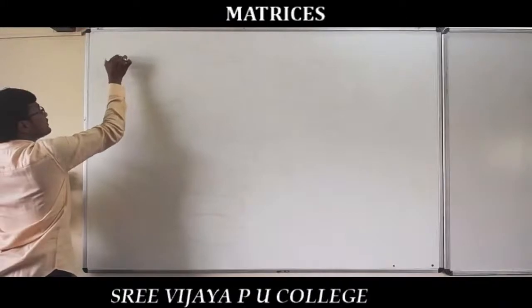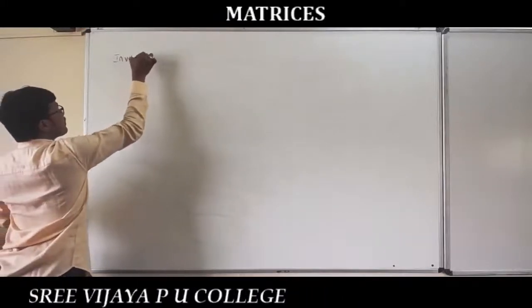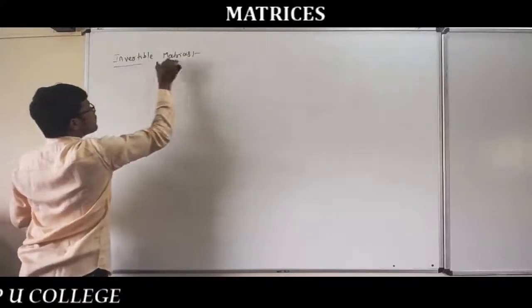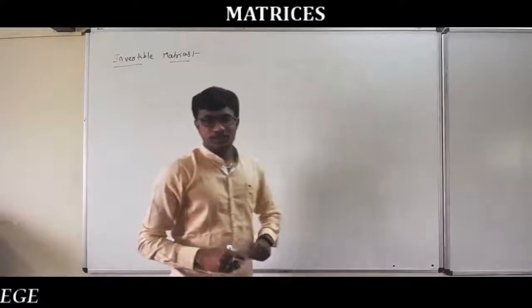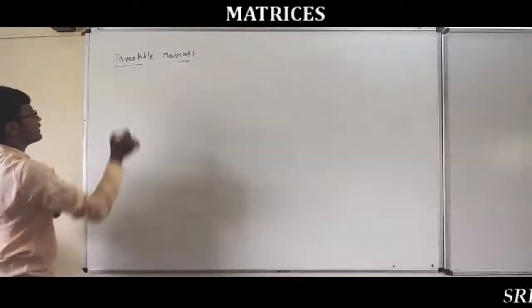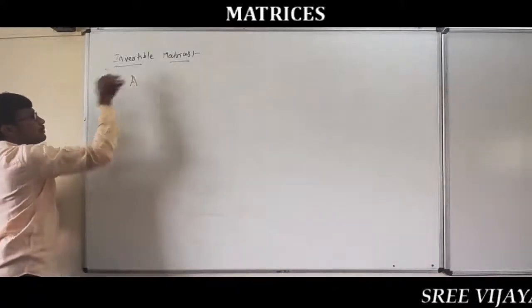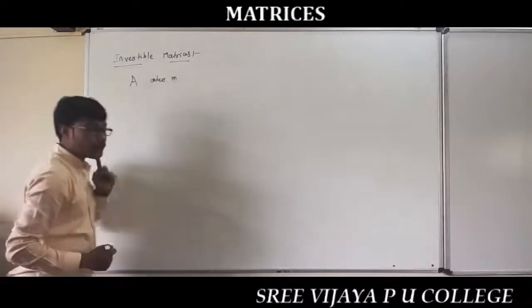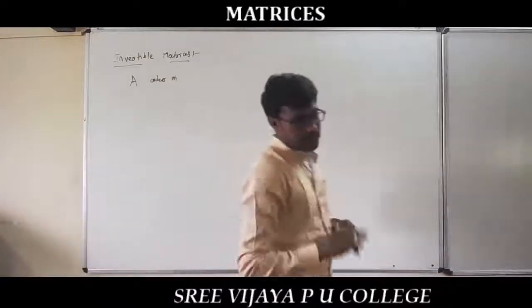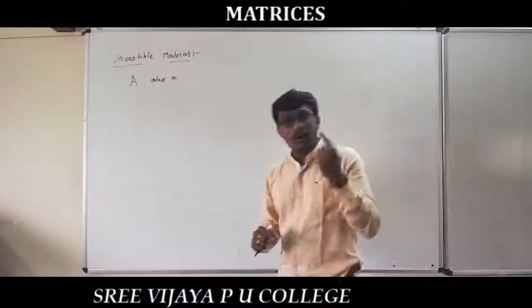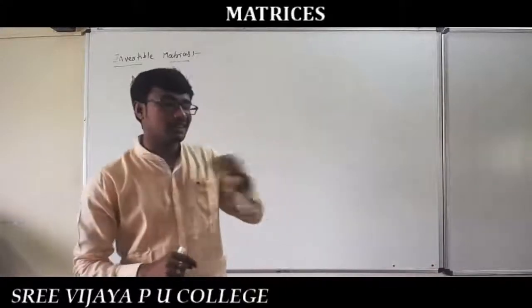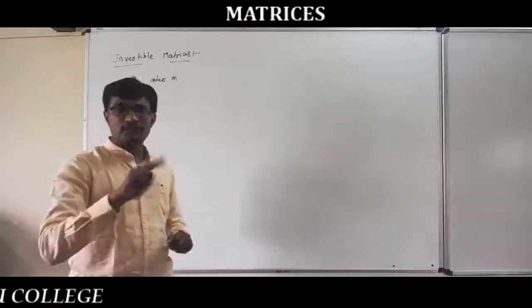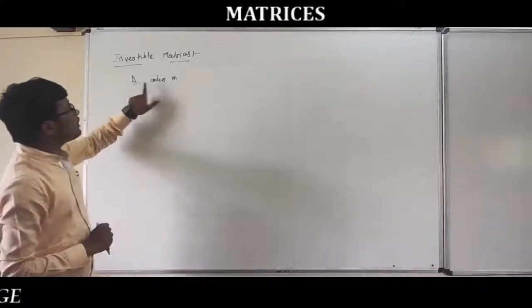So the next concept is invertible matrices. What is meant by an invertible matrix? Let us take A to be a square matrix of order m. Order m means order 2 or order 3 or order 4. Order 2 means 2 cross 2, order 3 means 3 cross 3, order 4 means 4 cross 4. But here we will discuss only the 2 cross 2 matrix.